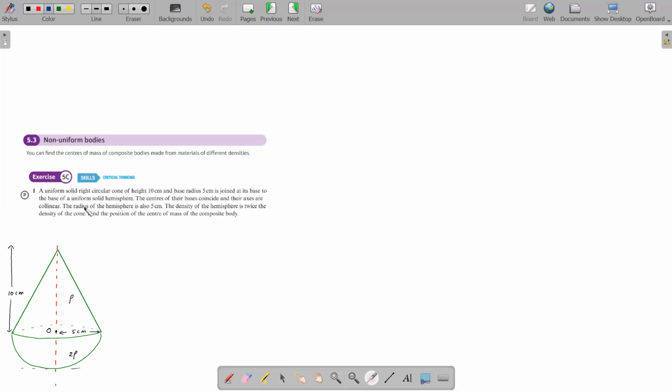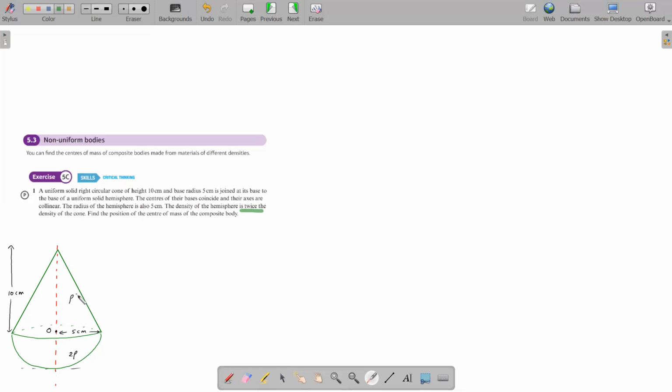Look, this is from exercise 5C, question number 1. A uniform solid right circular cone of height 10 centimeter and base radius 5 centimeter is joined at its base to the base of a uniform solid hemisphere. The centers of their bases coincide and their axes are collinear. The radius of the hemisphere is also 5 centimeter. The density of the hemisphere is twice the density of the cone. Can you see, guys? This is where the non-uniform comes into play. So that is the place where non-uniform bodies come into play. It's really easy. The question is find the position of the center of mass of the composite body.